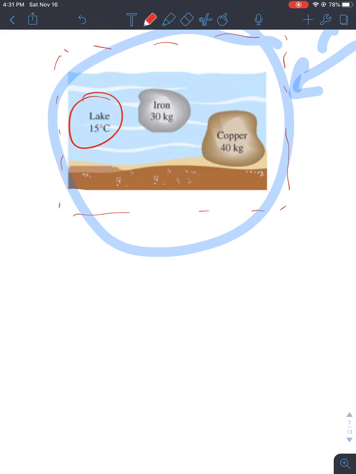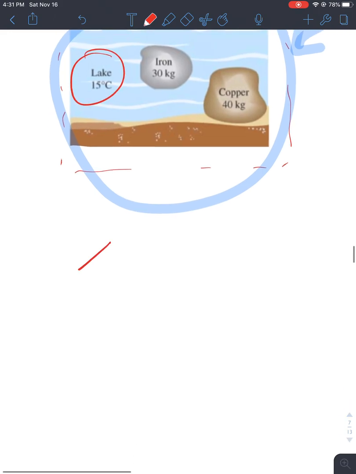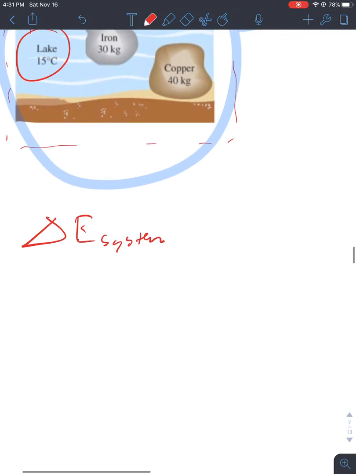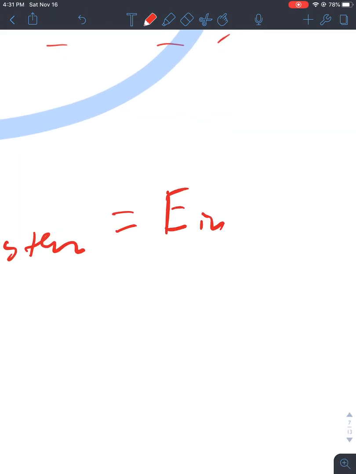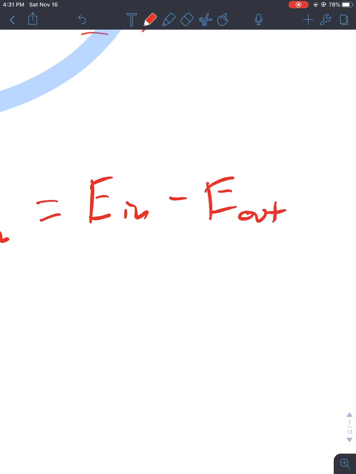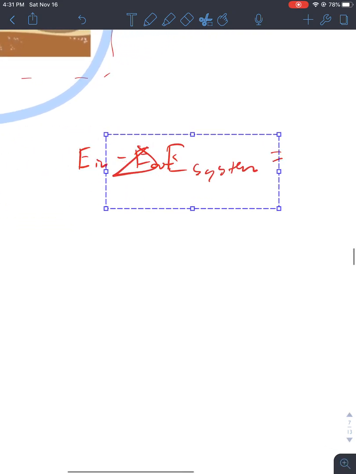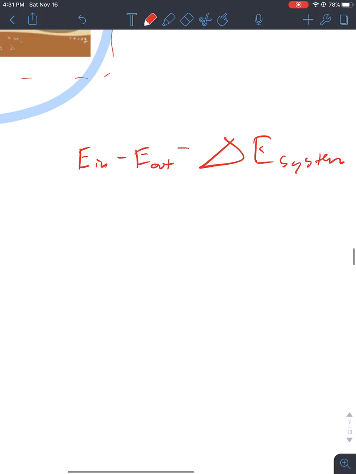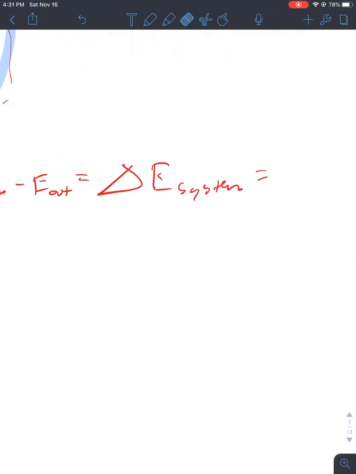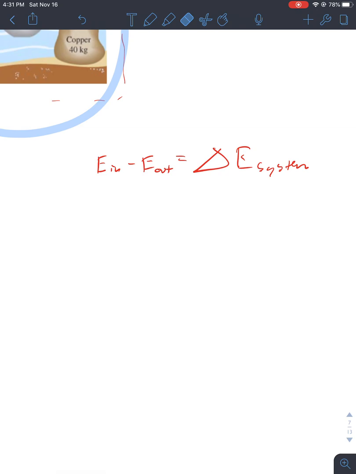So here's this. And for the system, delta E, the delta energy of the system, equals energy in minus energy out. So let's flip that around. All right.